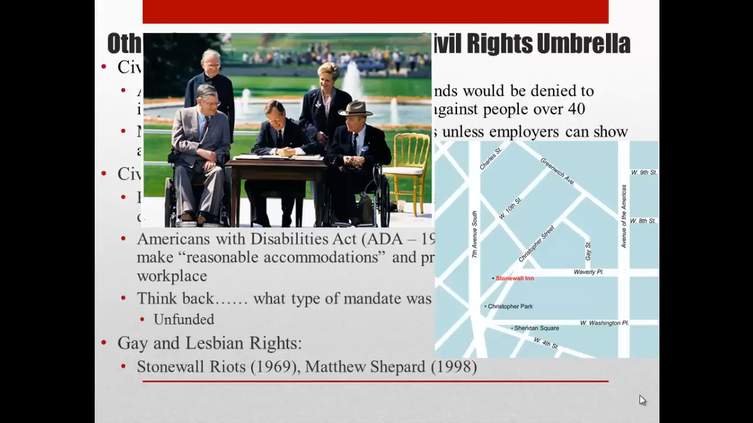In 1998, I remember I was a sophomore in high school, and the case of Matthew Shepard happened. He was a gay man who was brutally attacked and ended up being killed. He was dragged behind a truck and was killed simply because he was gay. And this helped bring a lot of attention to the plight of homosexuals.